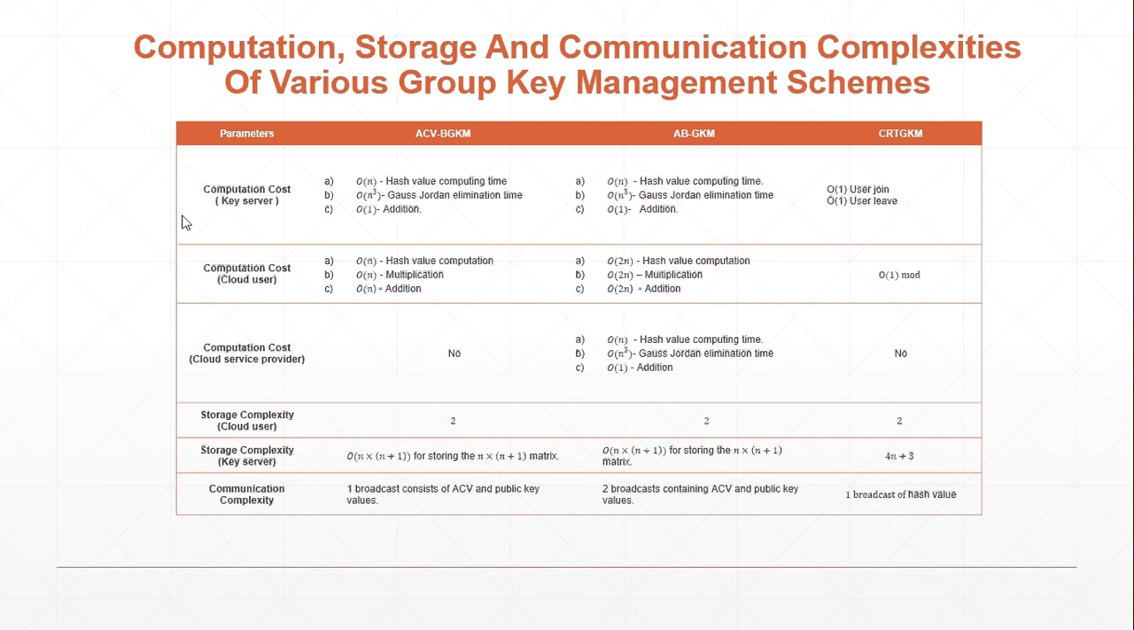If we have a closer look at the key server and the cloud server, the CRTGKM is much faster in the mathematical notation. The only disadvantage with the CRTGKM algorithm is the storage value of the keys when they need to be calculated further for user leave and join operations.